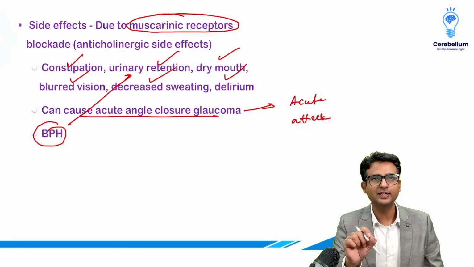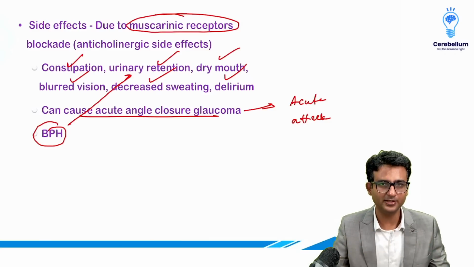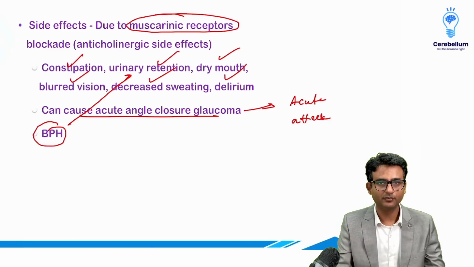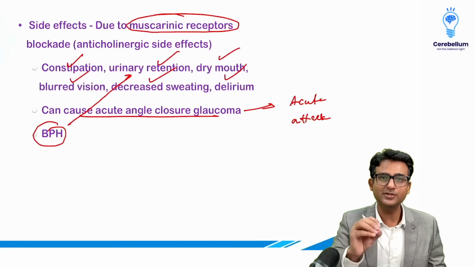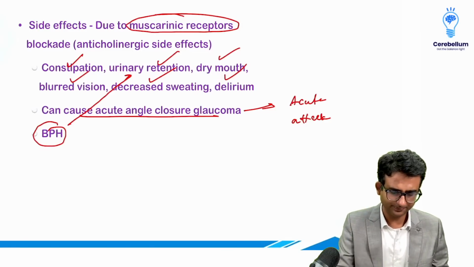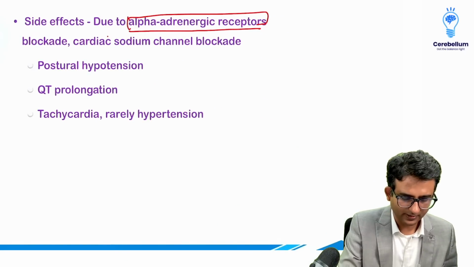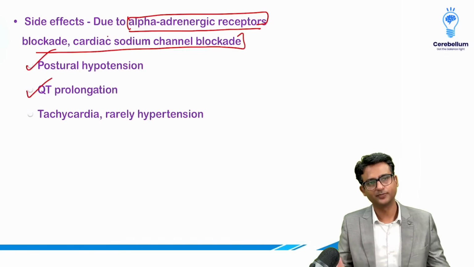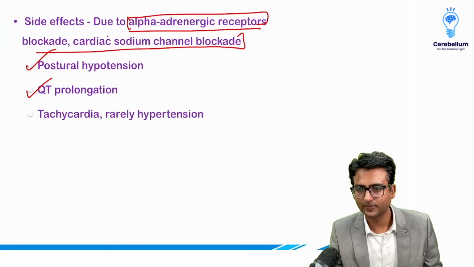Apart from blocking the muscarinic receptors, these drugs also block the adrenergic receptors. If you block the adrenergic receptors, BP will fall. There would be tachycardia. Also, these drugs also block sodium channels. And if you block the cardiac sodium channels, arrhythmias will develop. So, blockade of alpha adrenergic receptors and cardiac sodium channels: BP is falling, QT is getting prolonged, arrhythmias may happen. Okay?